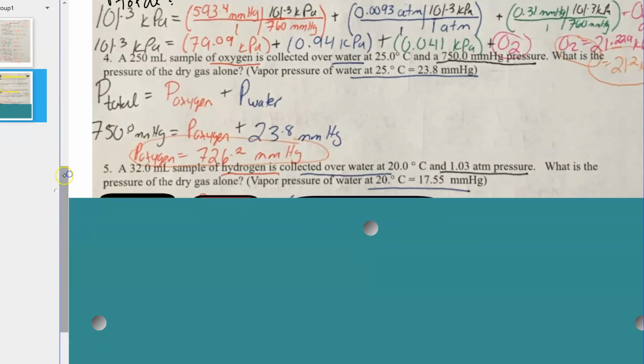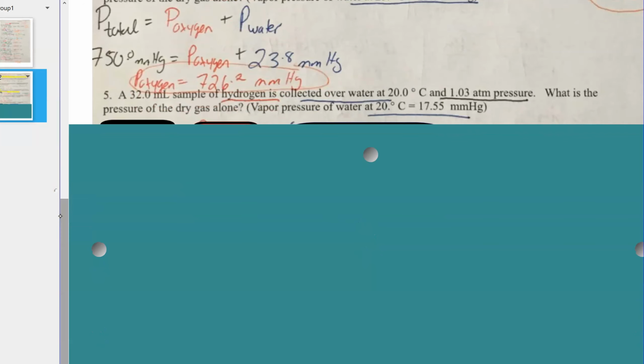Okay, setup number 5. I'm going to go see what Pickles is barking at, and we'll be back. Okay, we're back for question 5.